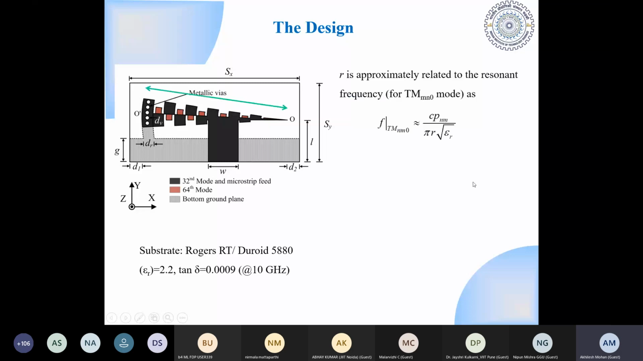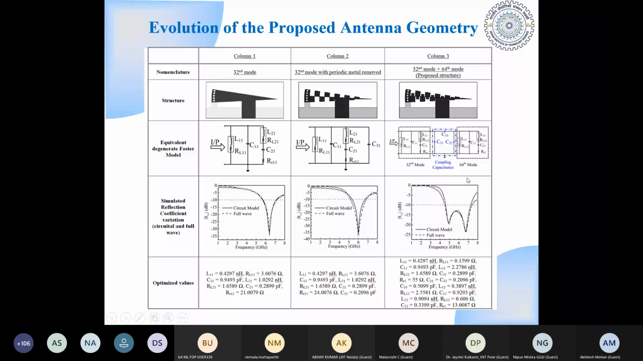So the explanation can be thought of this way: if you have the 32nd mode, it will radiate at some frequency because of its certain Foster model. And if I introduce a periodic metallic removal, what happens? As I told you, we have introduced a capacitance, which brings the frequency lower. Here the frequency of resonance was 6.5, now it has reduced to 6 gigahertz.